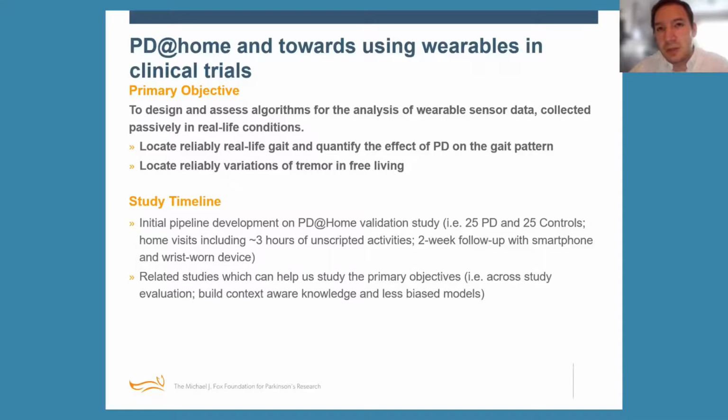This is because a recent survey showed that tremor is the most troublesome symptom of Parkinson's disease for patients in the first 5 years of their disease. So it really affects their quality of life. The study timeline of PD at Home was: we did initial pipeline development, which had these home visits of 3 hours of unscripted activities where people just go about their lives and someone tracks them with a camera. Admittedly, it wasn't a great experience for the patients, but it was very useful for us. Afterwards, we had a 2-week follow-up in which people wear wearable devices like a smartwatch and a smartphone as the most ubiquitous.